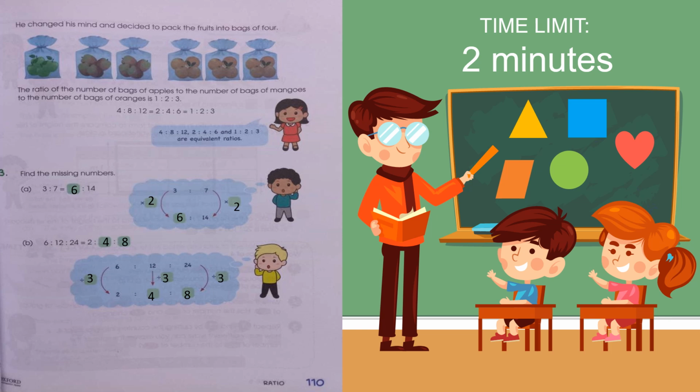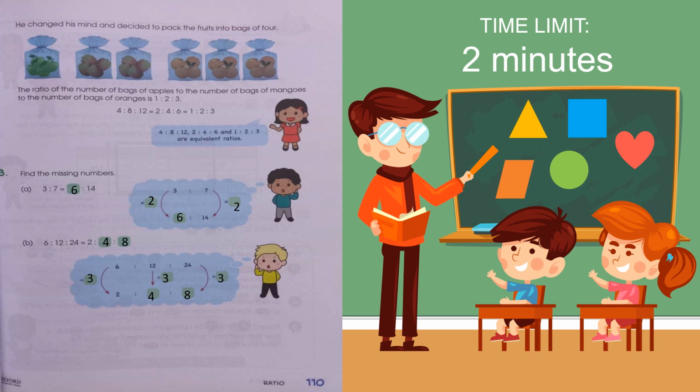Now in example 3, we have to find the missing numbers. First we have 3:7, and we have to find the missing number in the ratio where the second term is 14. Here we can easily observe that 7 multiplied by 2 is 14. So we have to multiply 3 by 2 in order to get the missing number. When we multiply 3 by 2, we have 6 as our answer.